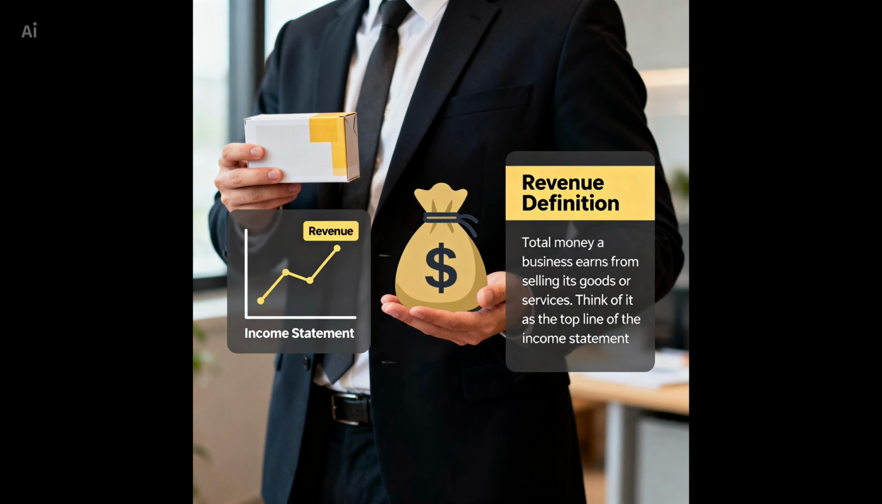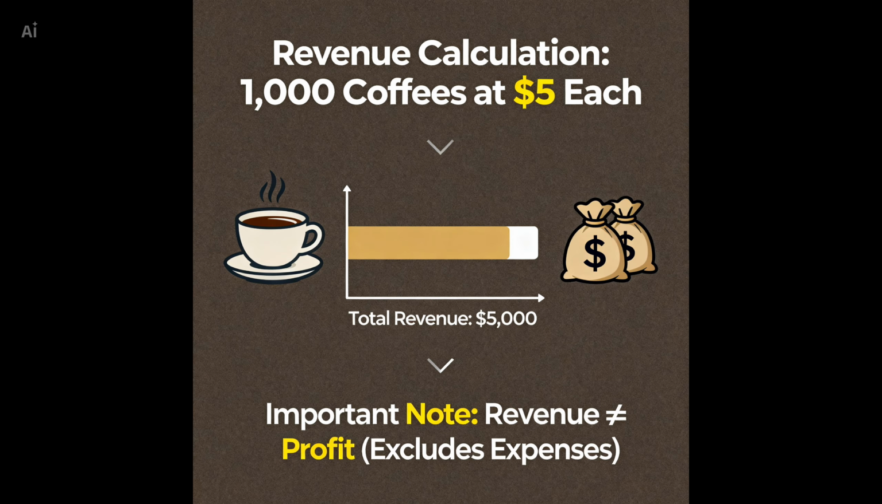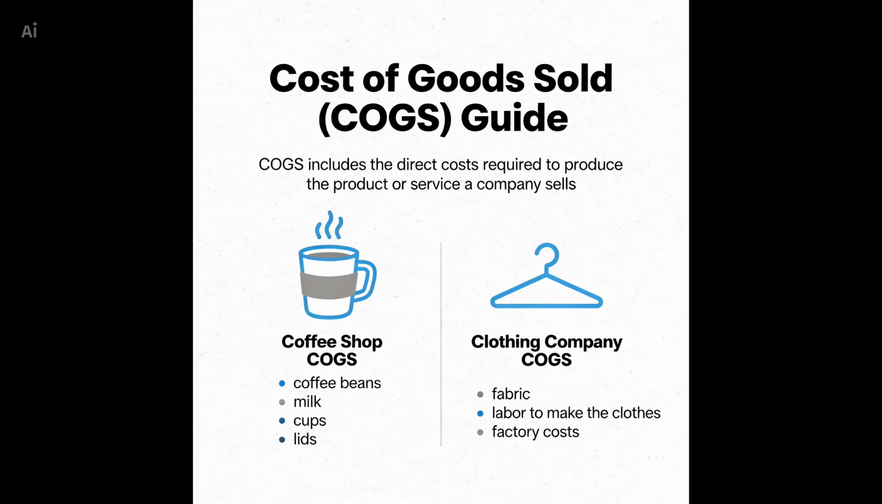Let's start with revenue. Revenue is the total amount of money a business earns from selling its goods or services. Think of it as a top-line income figure. If a coffee shop sells 1,000 coffees at $5 each, its revenue is $5,000. An important point is, revenue does not mean profit. It just means how much money comes in before expenses.